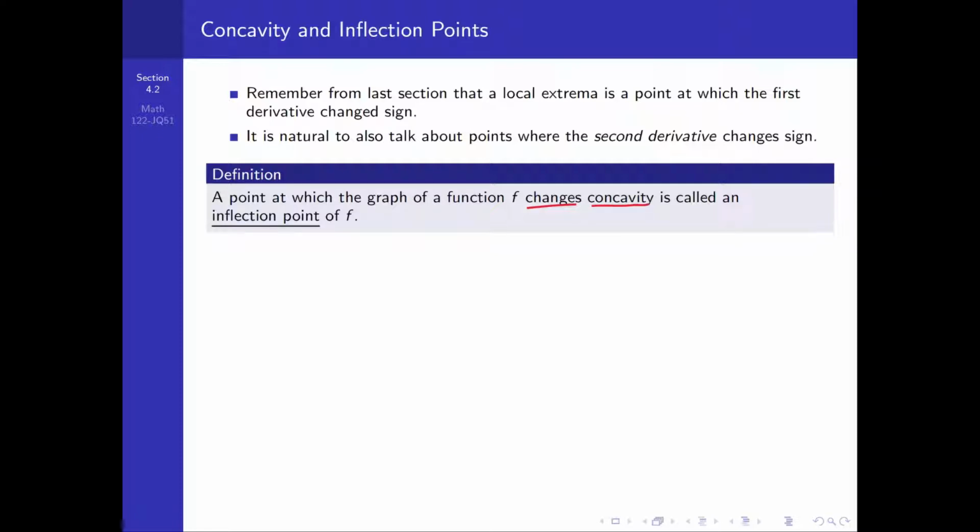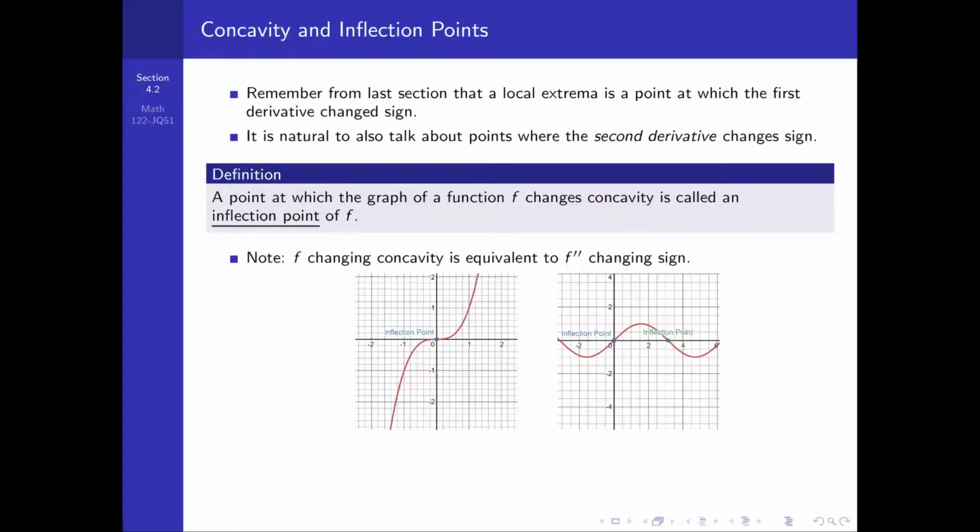And another way of characterizing this change in concavity is saying that we have a point where the second derivative is changing sign. So remember that the second derivative and concavity of a function are closely related to one another. If the second derivative is positive, then our function is concave up. And if the second derivative is negative, then our function is concave down. So this change in concavity is equivalent to looking for a change in the sign of the second derivative. And below this, I have a couple of examples of inflection points that are showing up on two different functions.